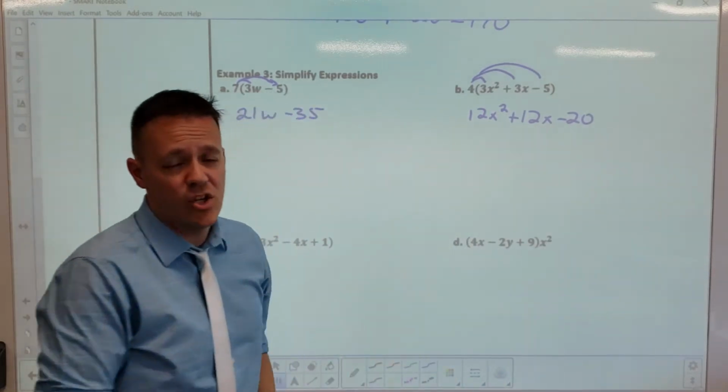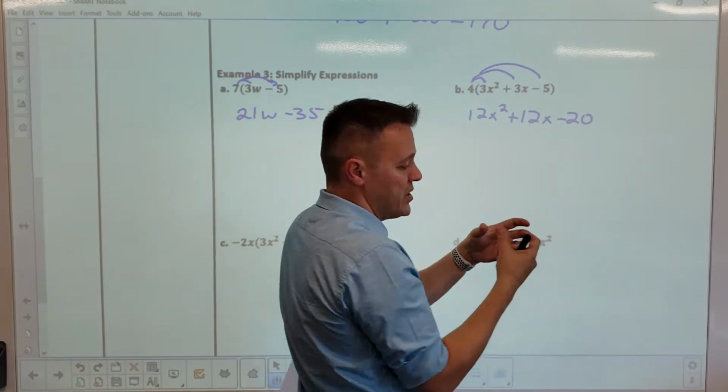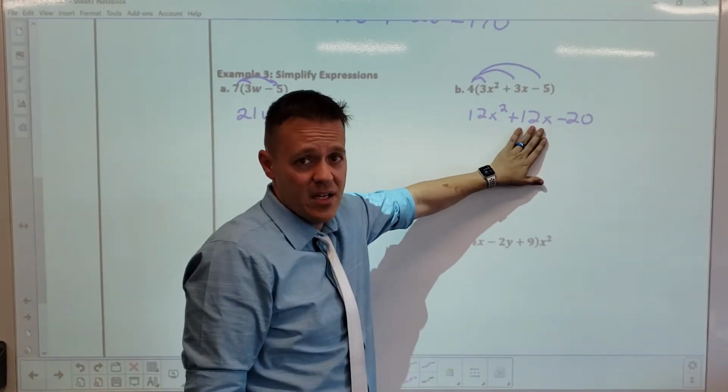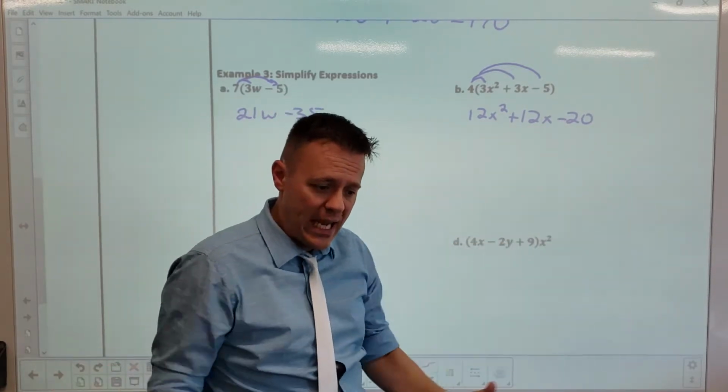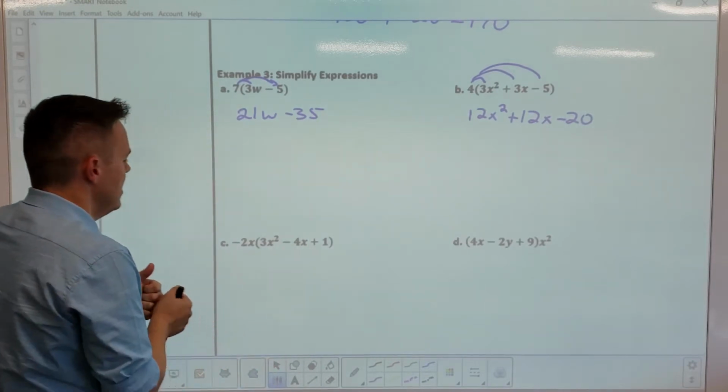Can you combine like terms? No, you cannot. Because x squared means there's like bundles of pencils, 2 bundles of pencils, there's a bunch of them. This would be like single items, and then this is just a number. You can't combine like terms from that aspect. They have to have the same variable, okay?